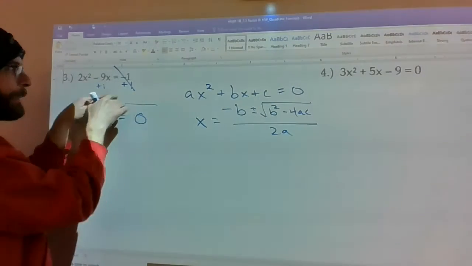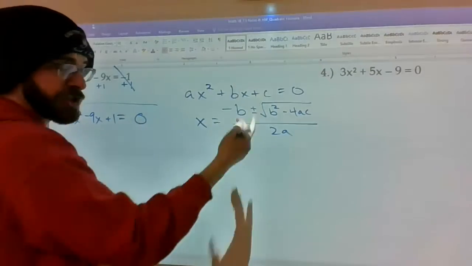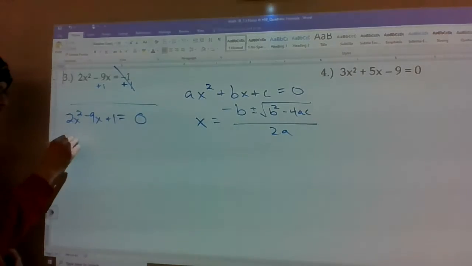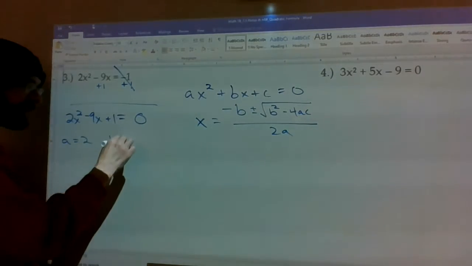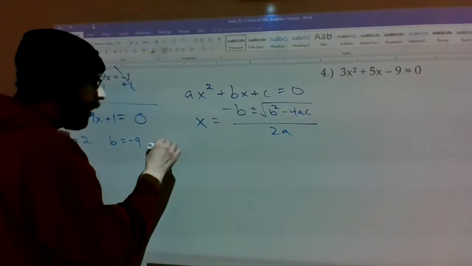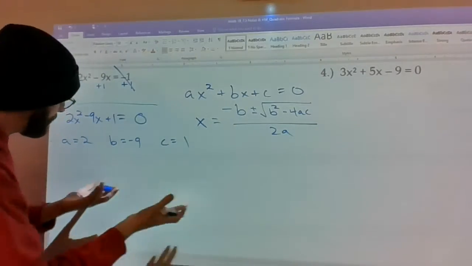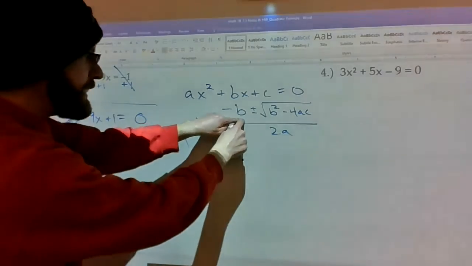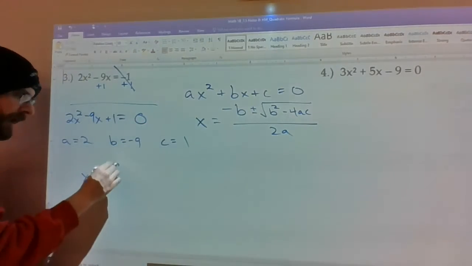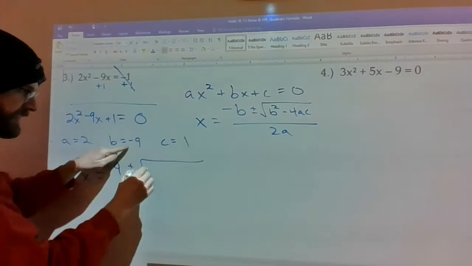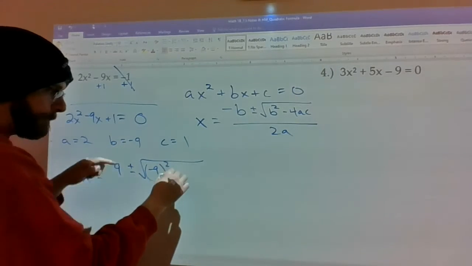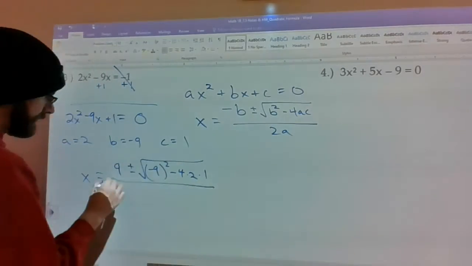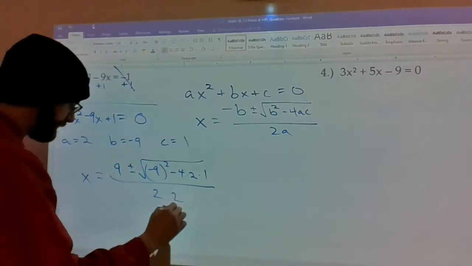The 1 didn't combine with anything, but it has its proper place in the quadratic equation there. So now I identify what's A, 2, what's B, negative 9, what's C, 1. Got my 3 values, plug them in. X equals negative B, a negative 9 is positive 9, plus or minus the square root of negative 9 squared, minus 4 times 2 times 1, divided by 2 times 2.